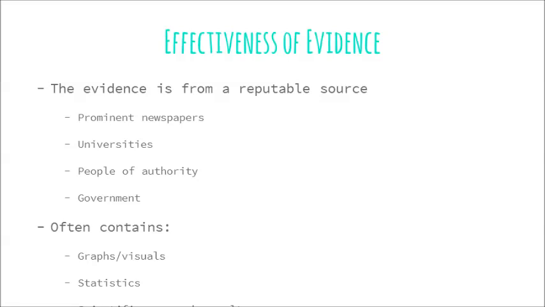So the reason why newspapers are usually a reputable source is because the reporters or the writers actually go out and investigate whatever topic that they're covering. However, the effectiveness of evidence from a newspaper also depends on the newspaper itself. For example, an article from the New York Times or the Huffington Post would probably be a more reliable source than an article, say, from The Onion, which is a satirical newspaper.